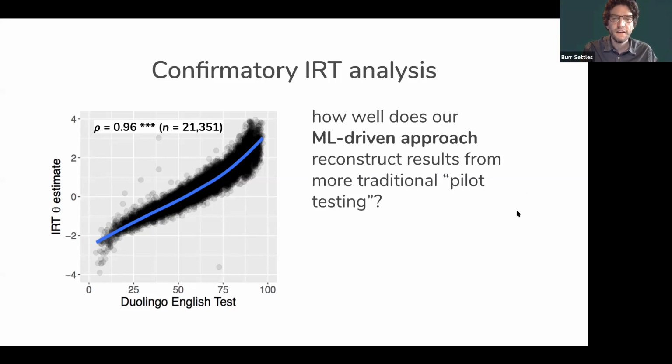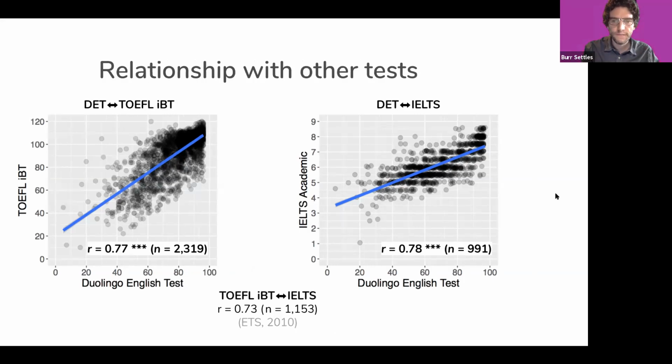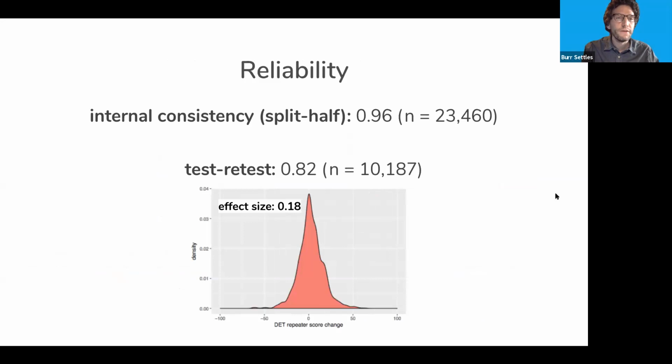which provides some evidence that our alternative form of pilot testing is valid. There's also a question of how this test is associated with other major English language tests like the TOEFL and IELTS. Those correlations are quite strong and in fact on par with or better than these two tests have with each other. In terms of reliability, split half and test retest reliability are both very high, especially for computer adaptive tests.